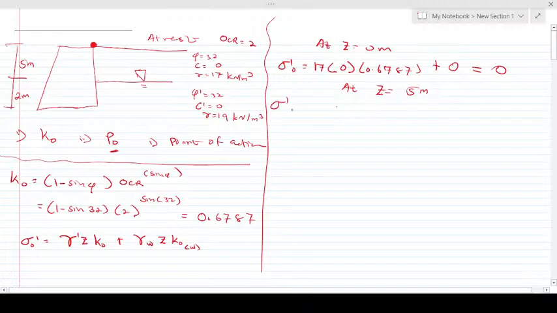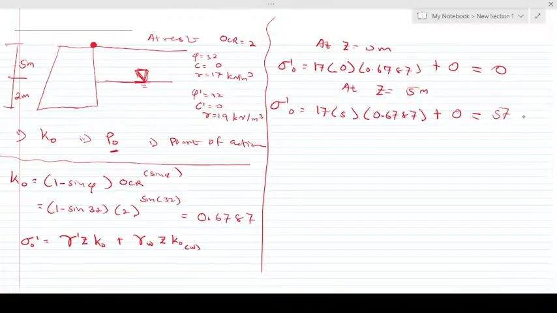what do we have? We have our lateral stress to be 17 multiplying 5, then our K naught 0.6787, right? So now again at this point, you can see that the water table diagram is here, we consider the water column above it. At this point, there is no water column above it, so again this whole thing goes towards 0. Then we have our lateral stress at a distance of 5 meters to be 57.686895, and your unit is very important, kilopascal or kilonewton per meter squared.